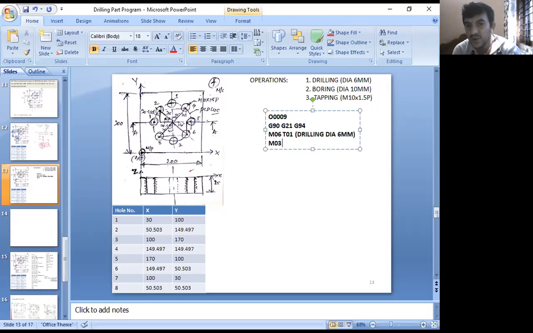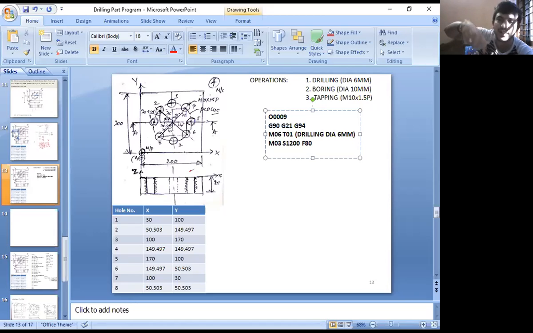Whenever the spindle rotates, you should give the spindle speed and feed. What is the spindle speed given in the problem? S is 1200 RPM. Feed is how much? 80, am I right? 80 per minute. Now the spindle rotates in the clockwise direction at 1200 RPM, ready to cut the workpiece or do the drilling operation, right?